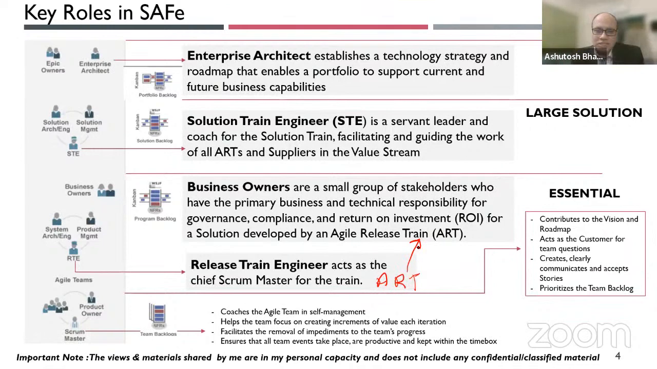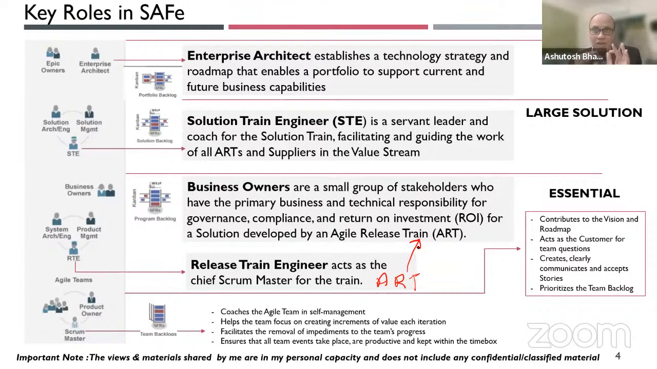And of course, he is assisted by his co-loco pilot and all. But if the loco pilot himself or herself is not attentive, definitely the train could meet with an accident, or it could result in a delay in reaching its destination. So that's fundamentally the role a release train engineer plays in a SAFe transformation. He or she, the release train engineer, is the chief scrum master.